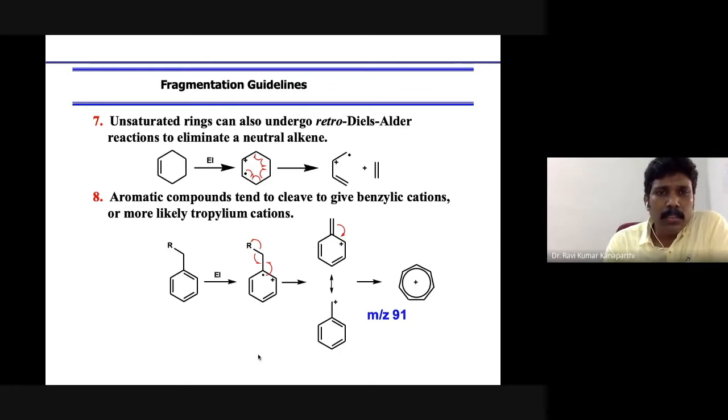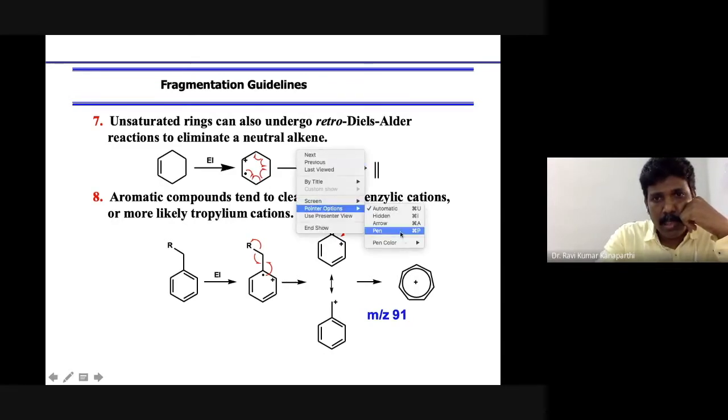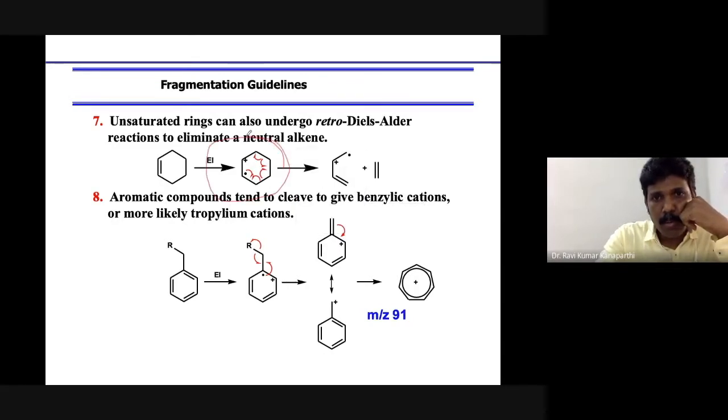So diene and dienophile formation is the Diels-Alder reaction. That is something that is also possible in the case of fragmentation in the mass spectrometer. And then this is the homolytic bond cleavage. The bond cleavage is shown here, and they form this type of ene and dienophile. Aromatic compounds tend to cleave to give the benzylic cations.